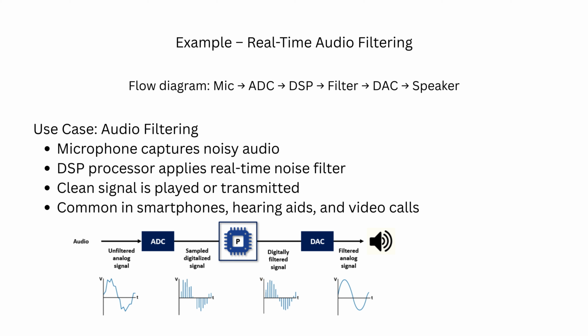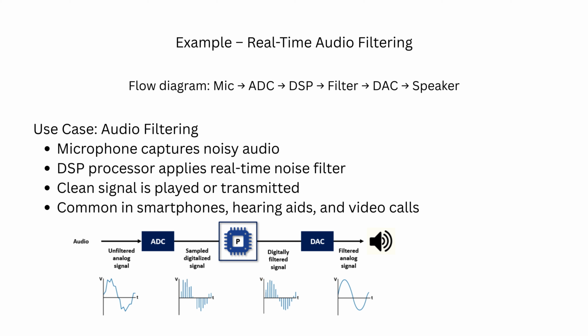Consider a scenario where you are on a phone call in a noisy environment. The microphone captures your voice along with background noise. The DSP processor runs a digital filtering algorithm, for example, a low-pass or band-stop filter, in real time, allowing only the desired frequency components, your voice, to pass through. The result is a clearer voice signal transmitted to the other end of the call.